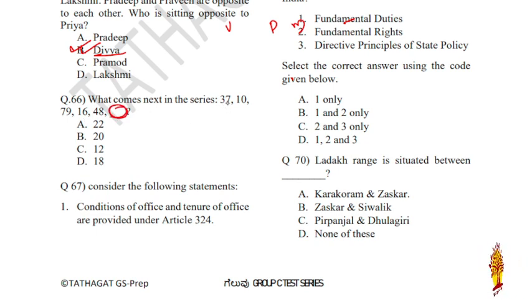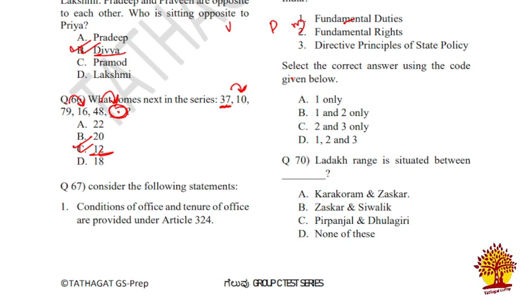Here, if you consider this 37, 3 plus 7 is 10. Next number is adding the digit of previous number, you will get the next number. Here 7 plus 9 is 16. So to get this next number, you have to add these digits. 4 plus 8, 12. 12 is the right answer. Option C, 12 is the right answer.